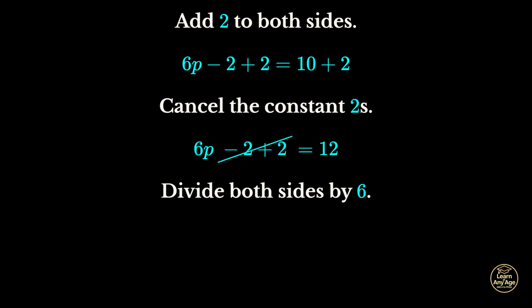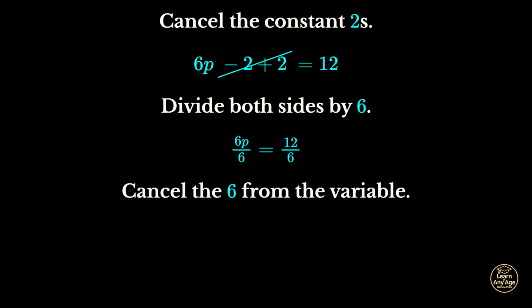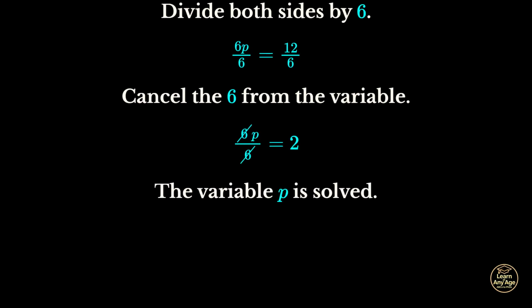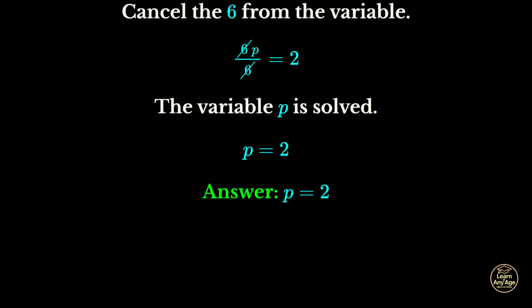Divide both sides by 6. 6p over 6 equals 12 over 6. Cancel the 6 from the variable. 6 cancelled out, p over 6 cancelled out. Equals 2. The variable p is solved. p equals 2. Answer, p equals 2.